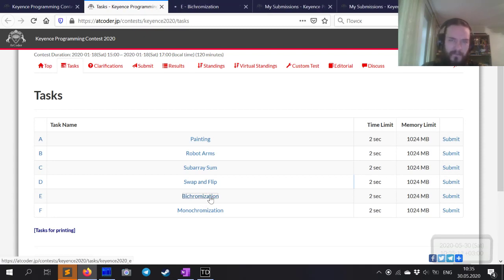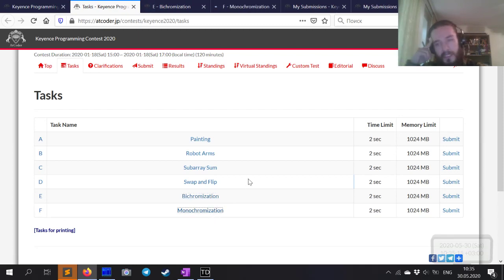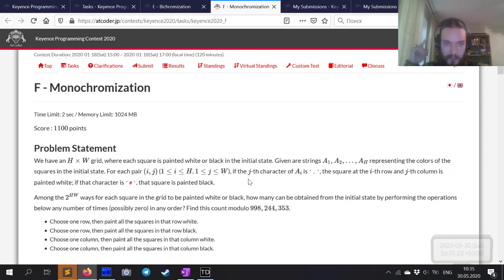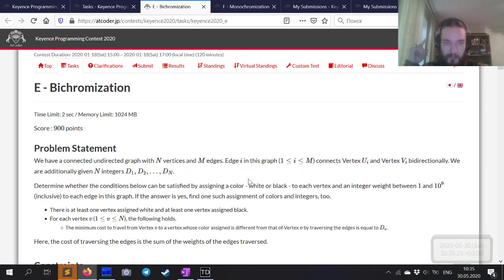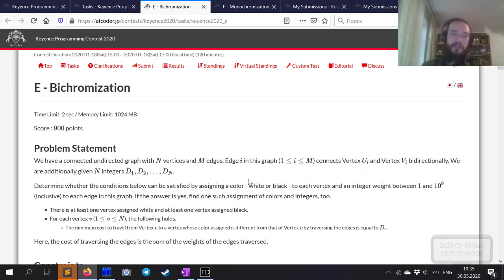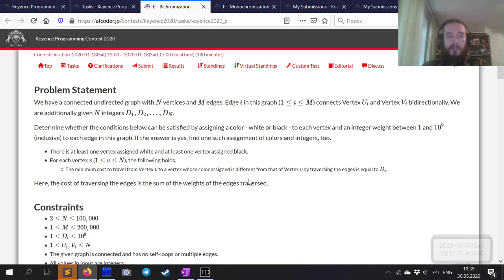Okay, so the last two problems have conspicuously similar names, but they don't look the same. So let's go with the first one. Bichromization. So that's like making it two colored, I think. Okay, so we have a graph.